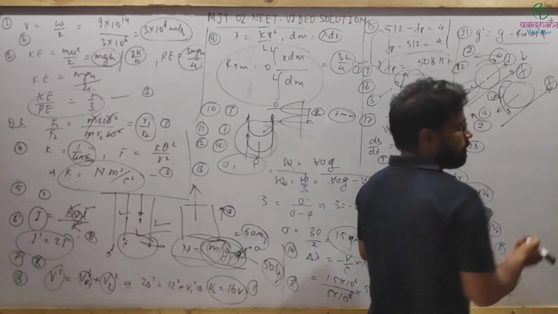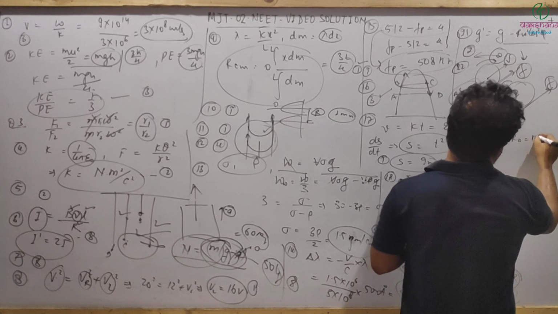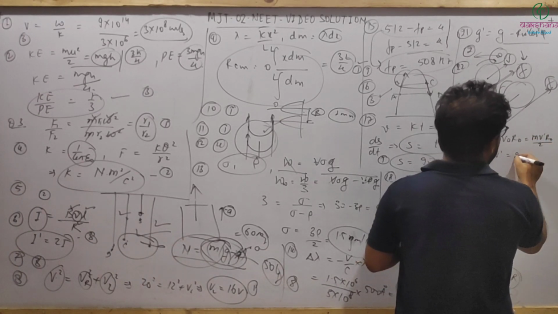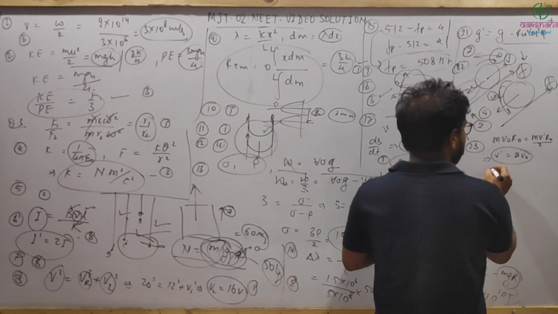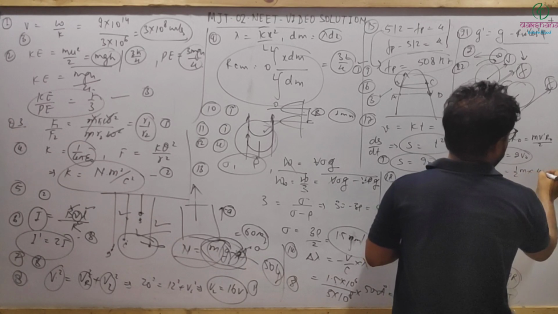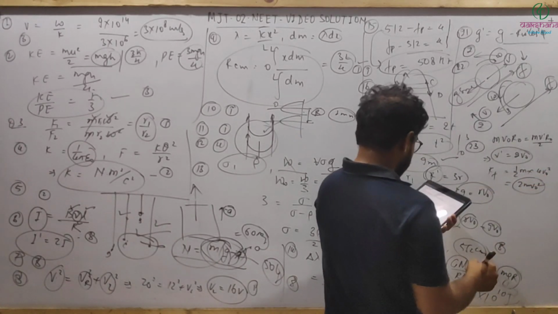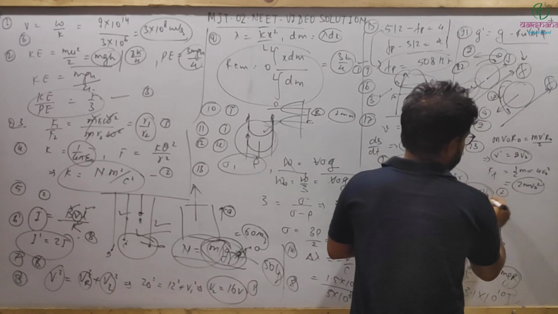So conservation of angular momentum, m v naught r naught equal to m v prime into r naught by 2. This implies v prime is equal to 2 v naught. Final kinetic energy K final is equal to half m into 4 v naught square, that's coming out to be 2 m v naught square. This is matching with option number 2. Next question number 24.